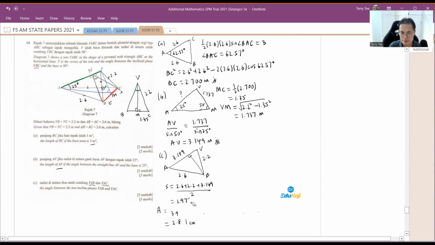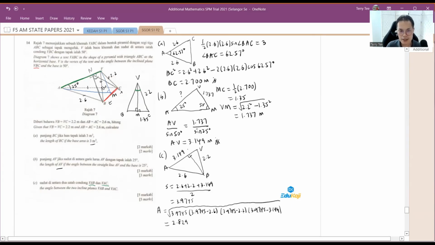This is for 3.9745. So 3.9745 minus 2.6, 3.9745 minus 2.2, and 3.9745 minus 3.149. This is using Heron's law. So I've got this area already.